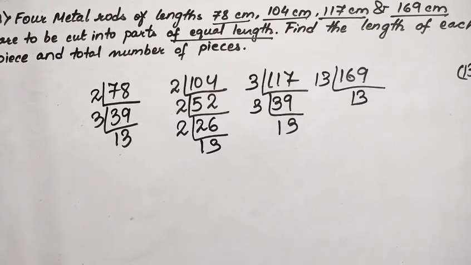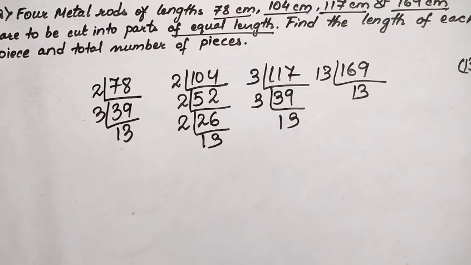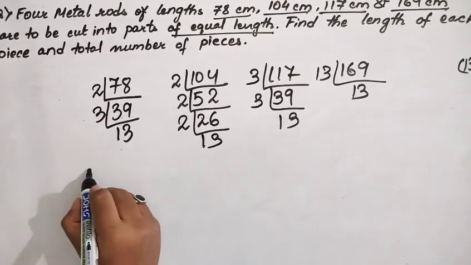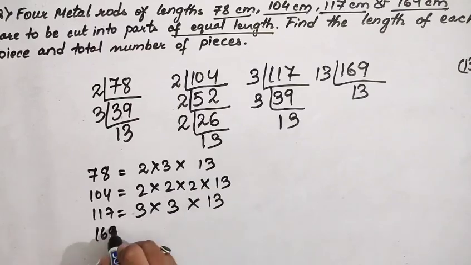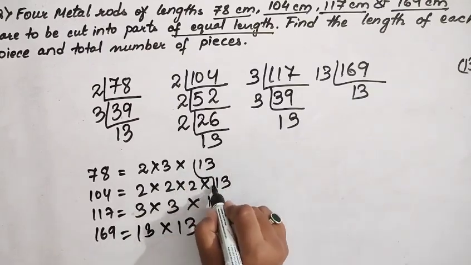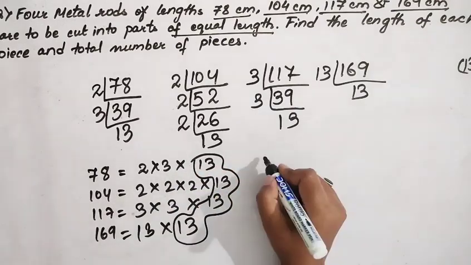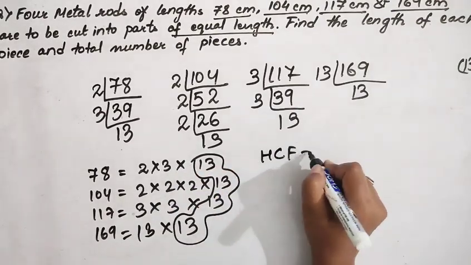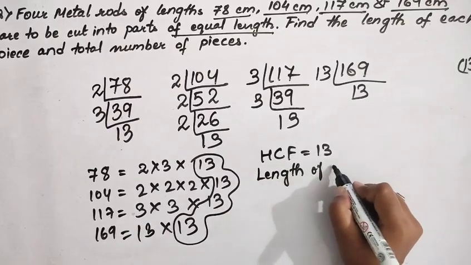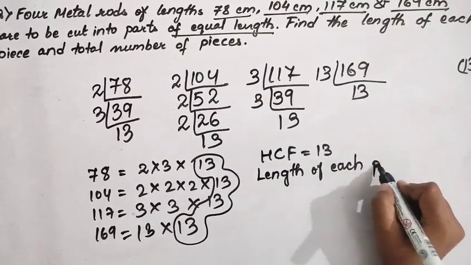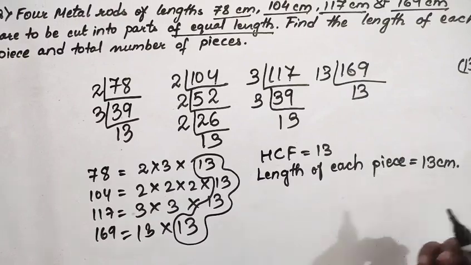Here, to find the HCF, what do we have to find? We have to find the highest common factor of these numbers. What we can see is 13 is the only common factor that we have over here, which gives us HCF equals 13. The length of each piece will be 13 centimeters.